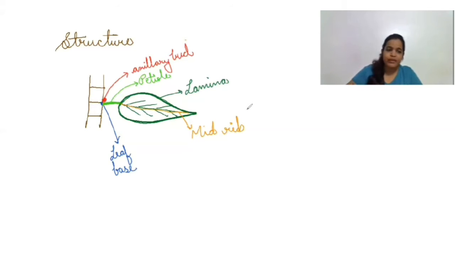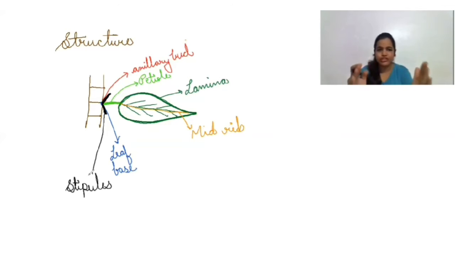Now on this leaf, one more part is present, guys, but it's not necessary to be present. It can be present or it can be absent in the leaf, and it is present on the leaf base itself. These structures are known as stipules. I know these names are new for you, but you'll be able to learn once you watch this picture carefully. Everything will be crystal clear in your mind.